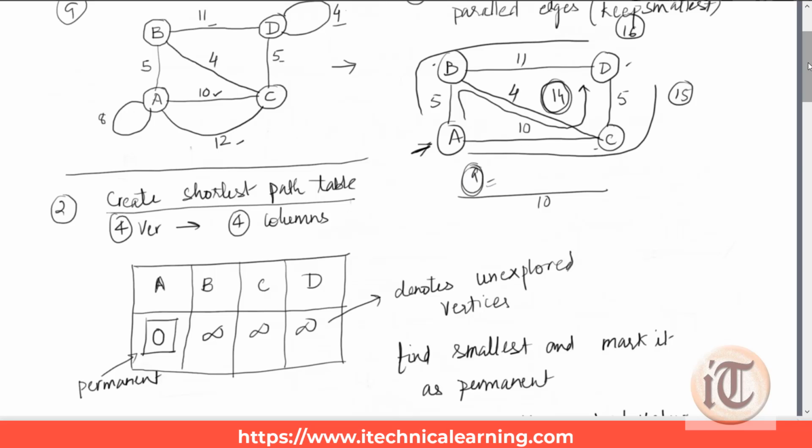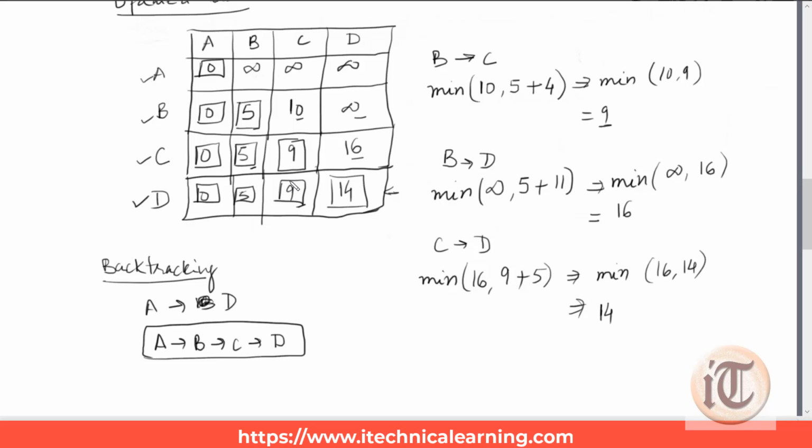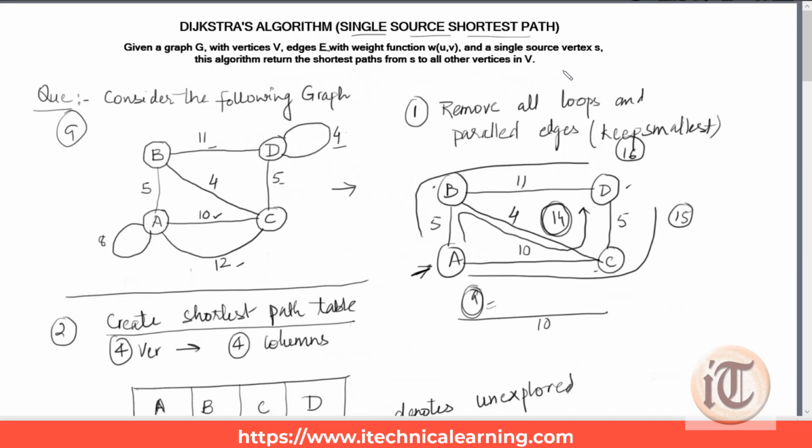Okay, so with the help of this table that we have generated using Dijkstra's algorithm, we can find any shortest path from the single source, that is A. We can find any shortest path, A to B, A to C, A to D. That's why this algorithm is called a single source shortest path algorithm.